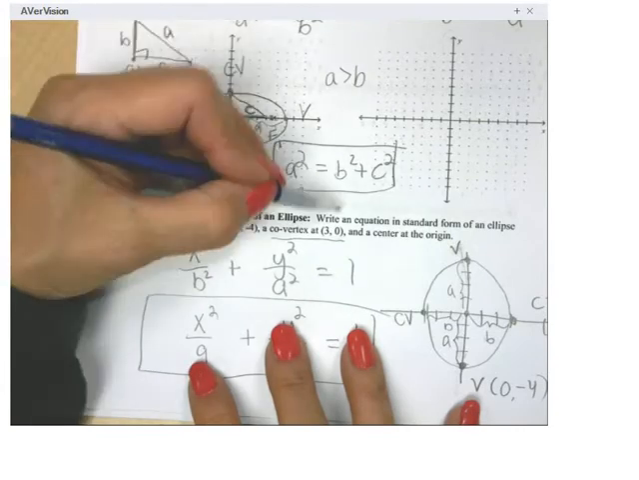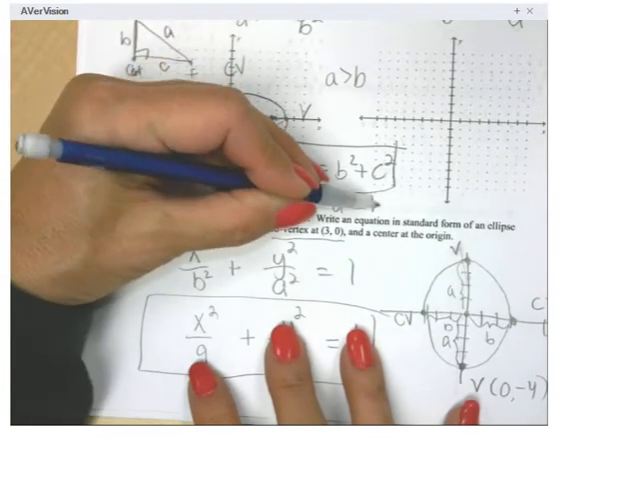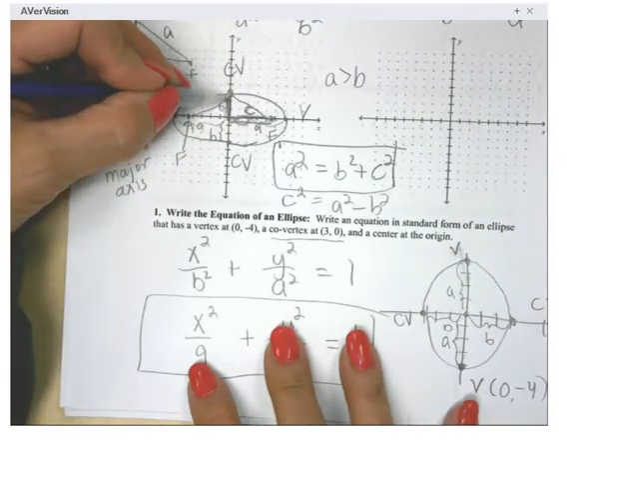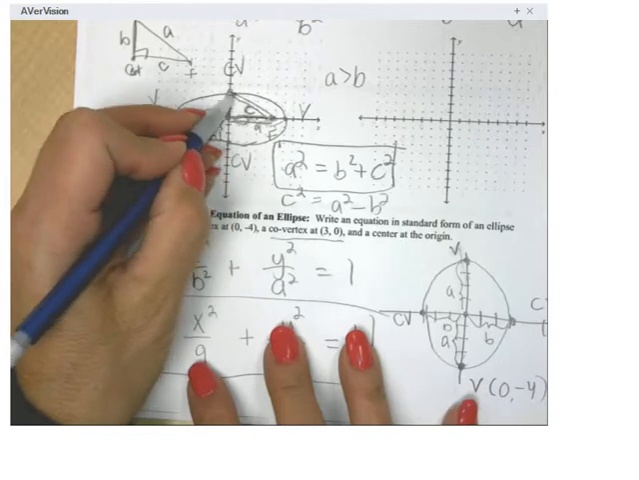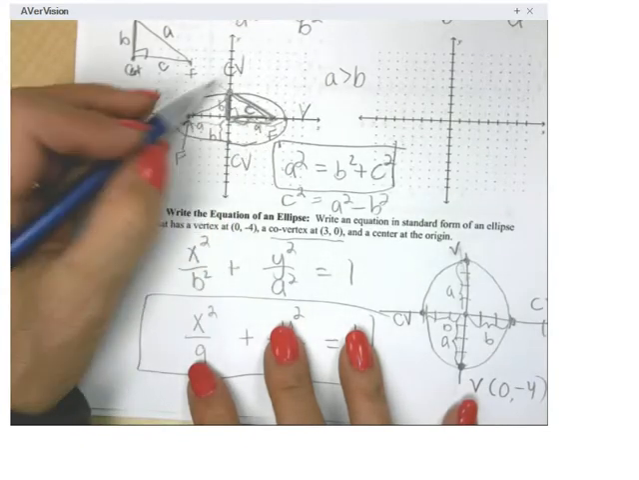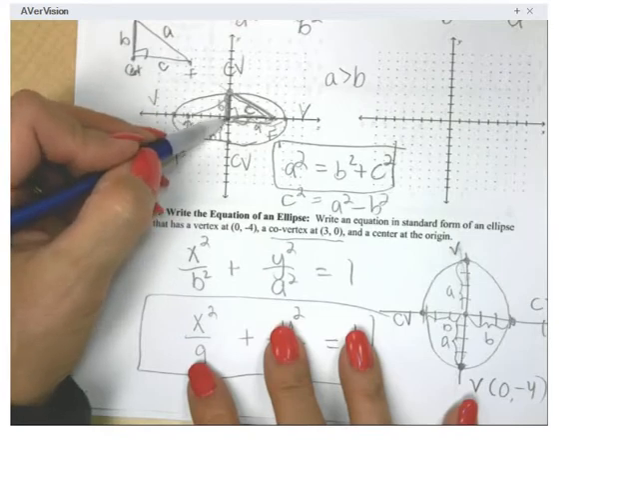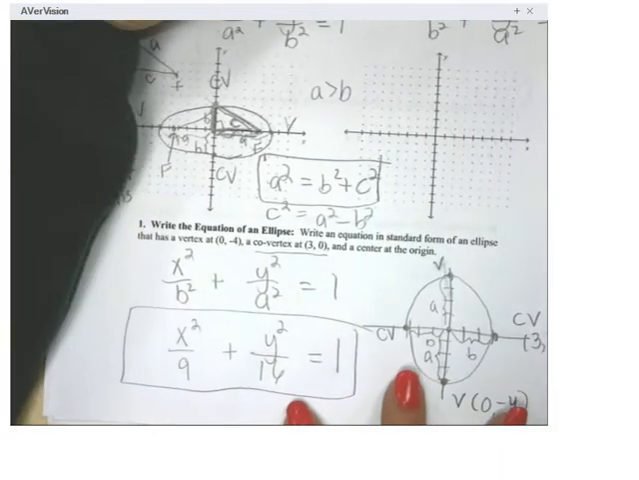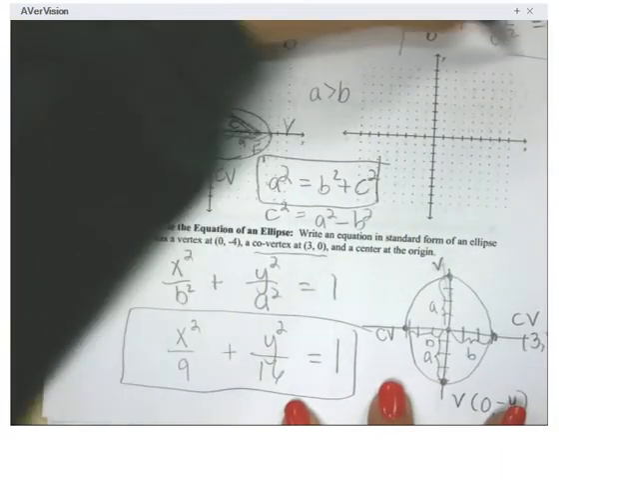Now, I believe the way your book writes it is that c squared equals a squared minus b squared. But if you think in the picture that the distance from the focus is one of the legs of the triangle, the length of half the minor axis is your other side of your triangle, and this diagonal to make up that right triangle is the distance from the center to the vertex.